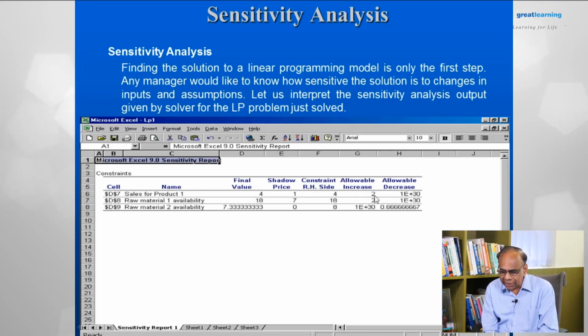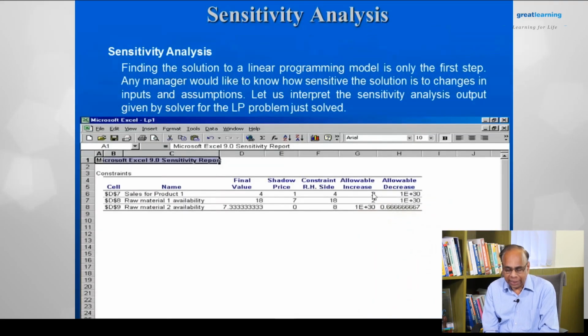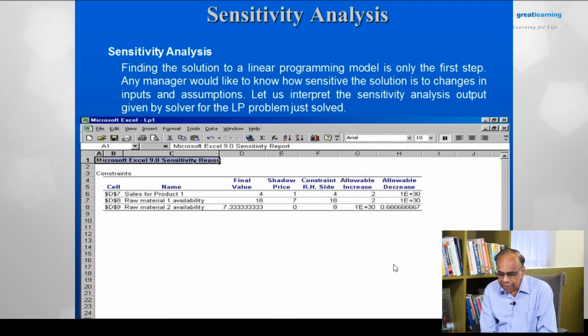Not only does the computer give the shadow prices, it also gives the limits. Allowable increase, it says you can increase it only by 2 units. Allowable increase. So what happens here is from 4 kg it can become 6 kg. That means I can increase the sales quantity from 4 only to 6. I cannot sell more than that because of the shadow price, the increase in dollar of $1 for every 1. I cannot increase the sales beyond this, but I can decrease it.